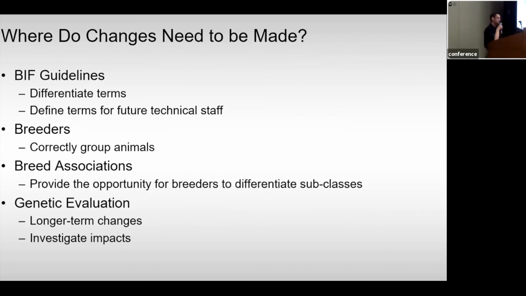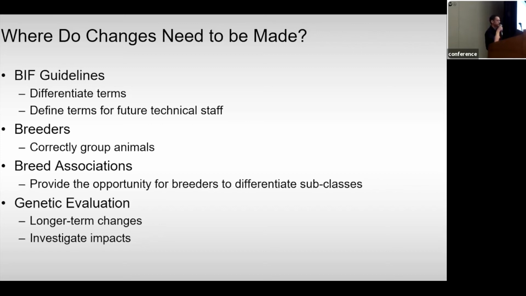So where do changes need to be made? We're suggesting that there are some changes that need to be made to the IF guidelines to differentiate terms. This kind of conflated contemporary group could mean contemporaries or, in fact, what is fitted in the genetic evaluation. I think making those things much more clear in guidelines helps define terms for future technical staff, because over time, the people that write the guidelines are not around to ask what the intent was, and so we need to make that clear. For breeders, the take home is correctly group animals. So don't force animals together to try to increase size in hopes that you're going to increase accuracy when the animals really shouldn't be grouped together.